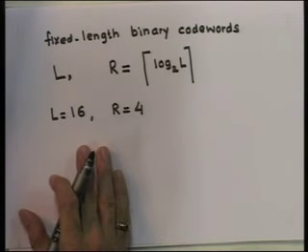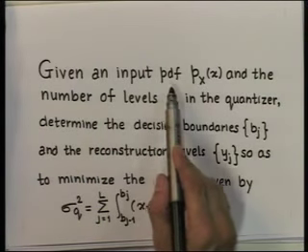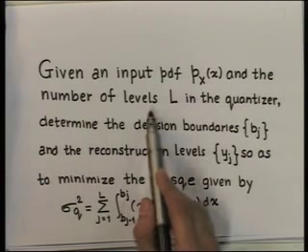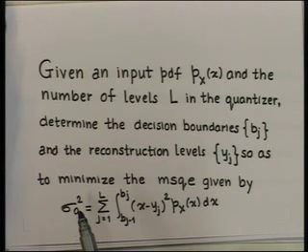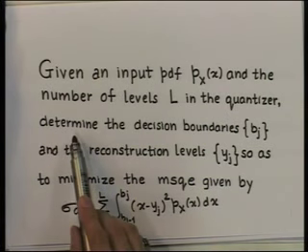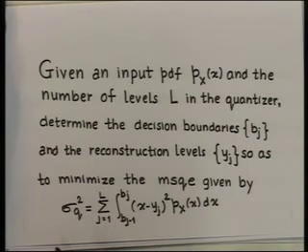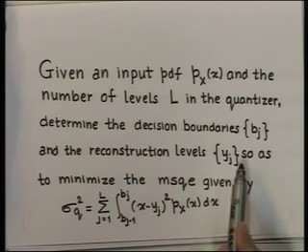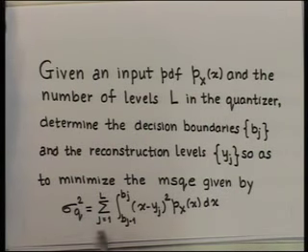Therefore, the quantizer design problem can be posed as follows. Given an input PDF and the number of levels L in the quantizer, the problem is to determine the decision boundaries, that is B j, and the reconstruction levels, that is Y j, so as to minimize the mean square quantization error given by the following expression.